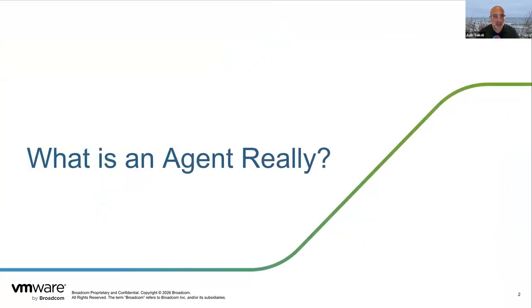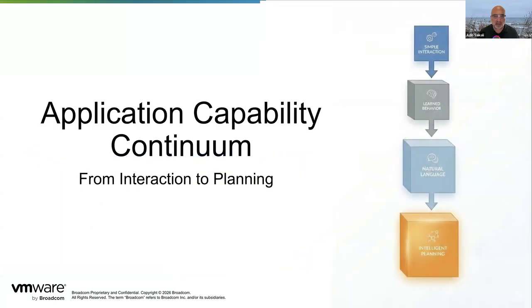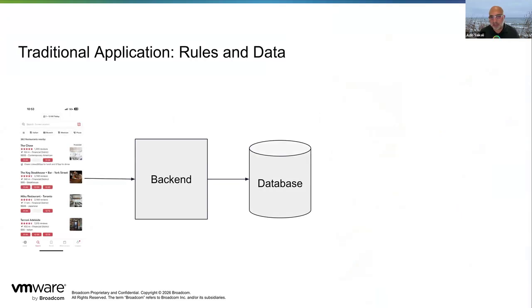So the first thing I want to start with is, what's an agent really? For that, I want to introduce this idea of the application capability continuum. Let's consider a scenario where we want to build a restaurant reservation app, something like OpenTable. I'm sure many of you have used it. If you imagine the architecture for a restaurant reservation app, you might see something like: I have a UI, I have a backend, and I have a database. We've done this for the last decade, so everybody on this call knows how to do that in Spring.